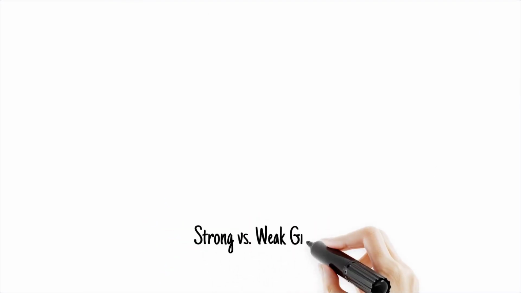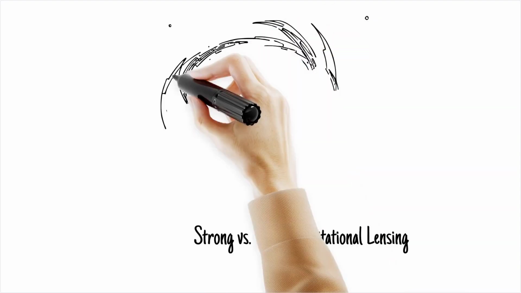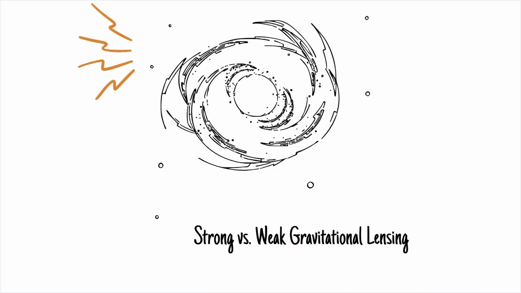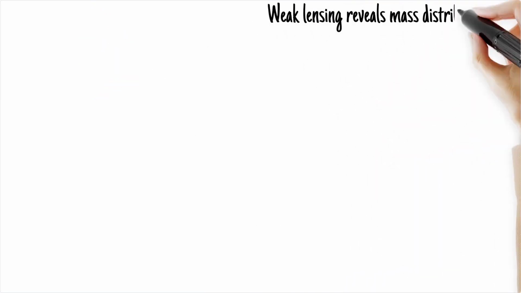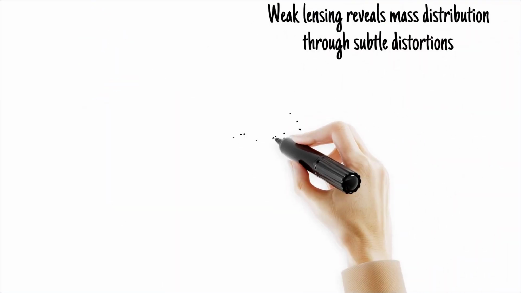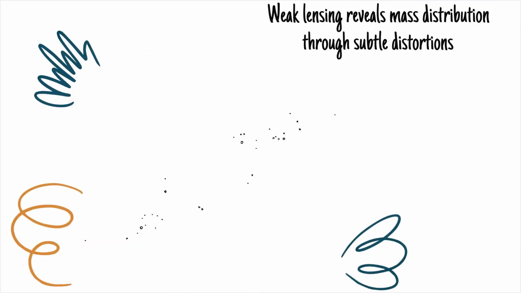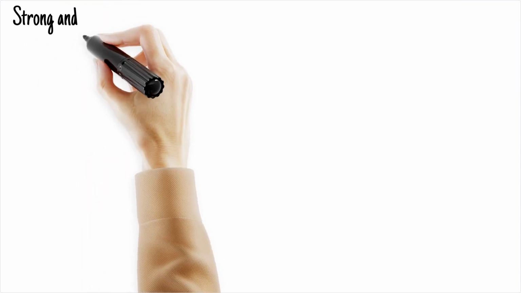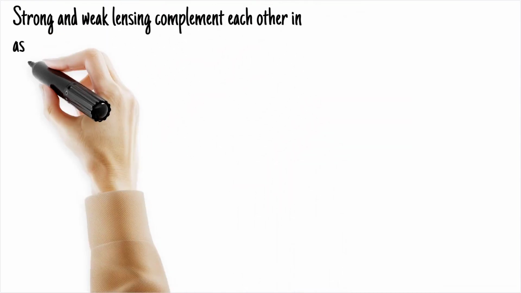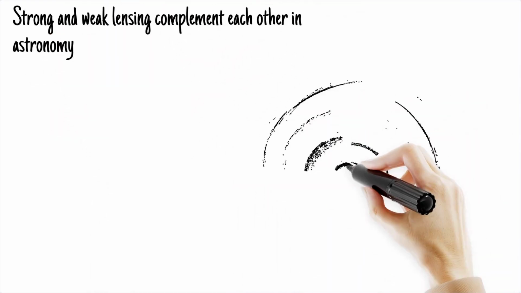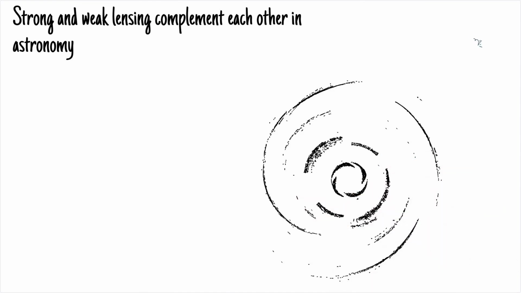Strong lensing produces dramatic distortions like rings and arcs, often revealing hidden galaxies in detail. Weak lensing subtly distorts background galaxies, providing statistical data about the mass distribution of the lens. Both methods are complementary, with strong lensing unveiling individual galaxies and weak lensing mapping large-scale cosmic structures.